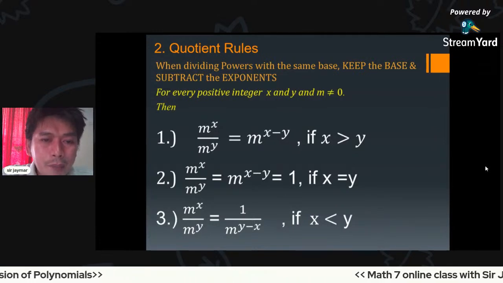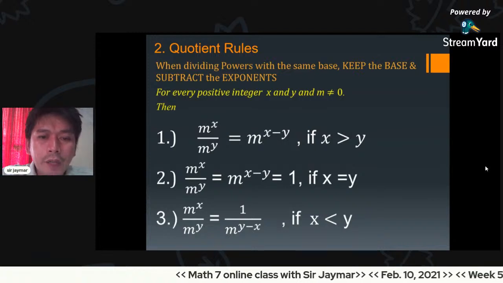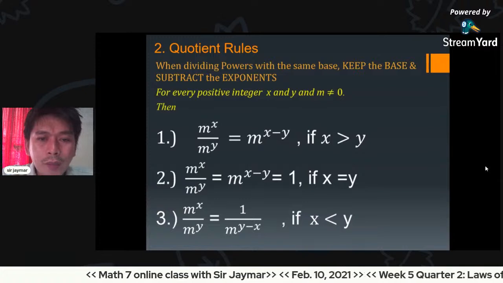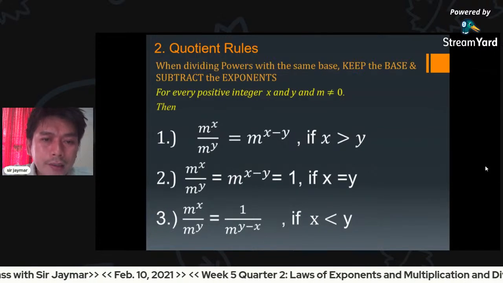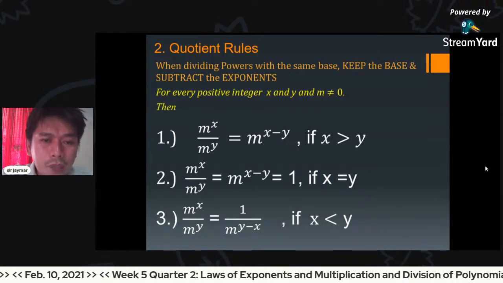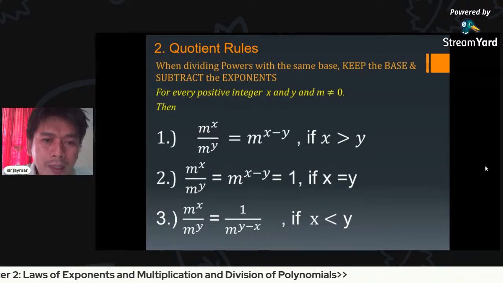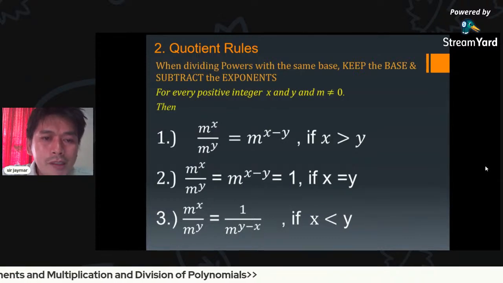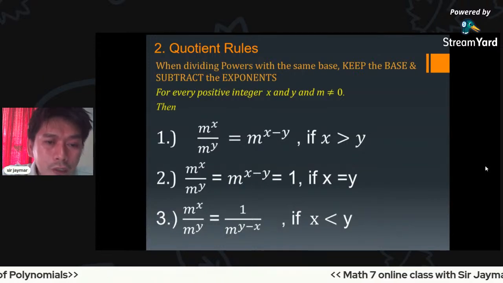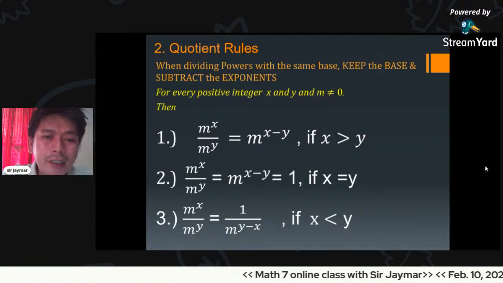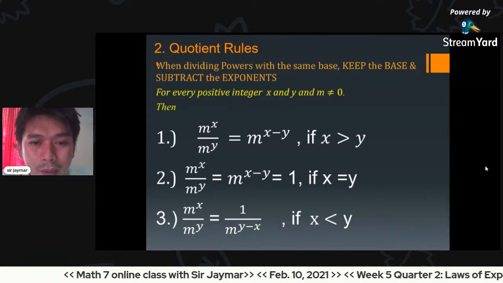Then in problem number 3, m raised to x over m raised to y. If the value of x in the numerator is less than y, the numerator will be 1, and you subtract the numerator's exponent from the denominator's exponent. It will become y minus x, because the exponent in the denominator is greater than the exponent in the numerator. So next.